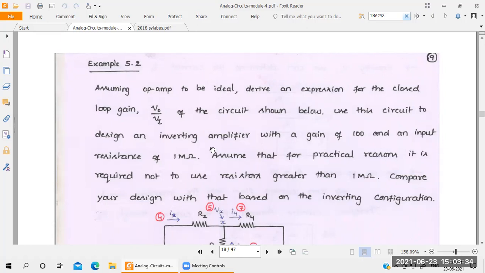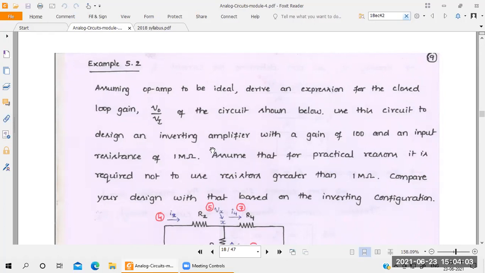Assume that, for practical reasons, it is required not to use a resistor greater than 1 mega ohm. So you have to take a resistor less than 1 mega ohm. Understood? If you use a 1 mega ohm resistance, then there is no use of using a resistor here. Always you have to reduce the resistance value. That's why I have to choose a resistance value below 1 mega ohm. That is the condition here.